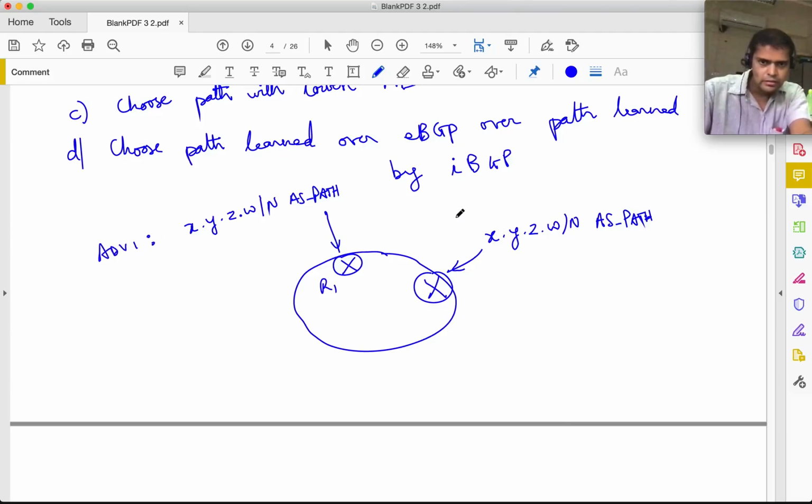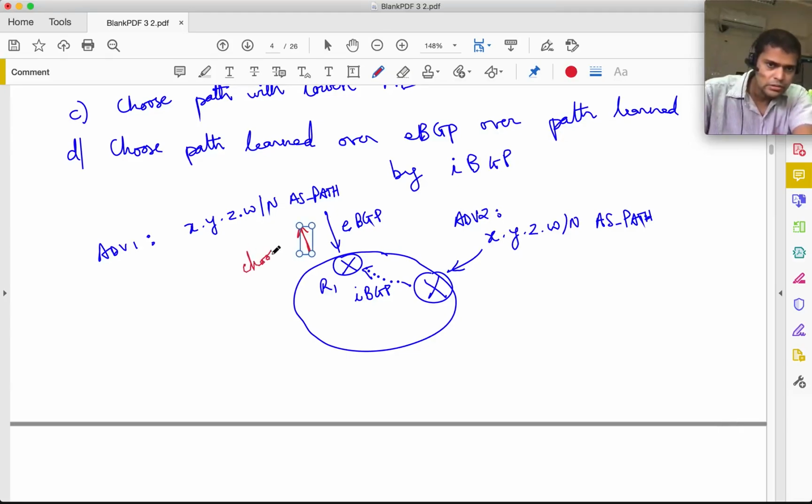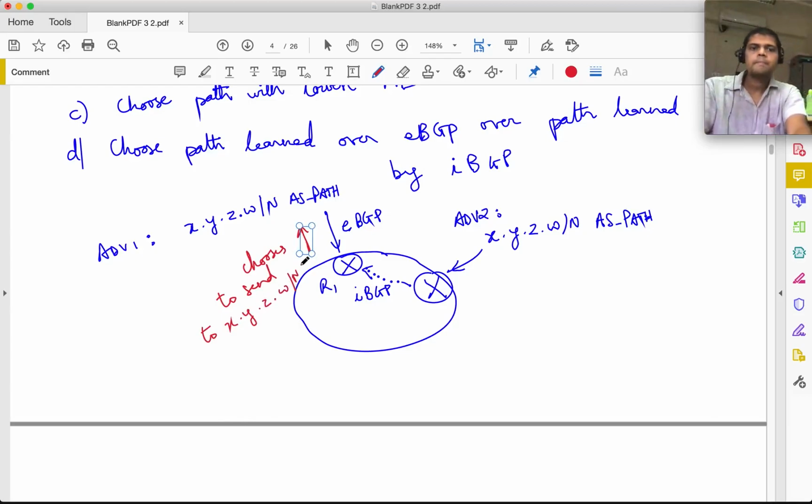He has learned this over EBGP from his neighbor, but he has learned about this one over IBGP. And since everything else was equal, AS path lengths and MED and local pref and so on, R1 will choose to send packets to this prefix over this route. So R1 sends, this is what he chooses to send to x.y.z.w/n.